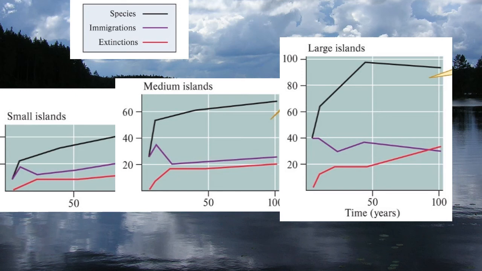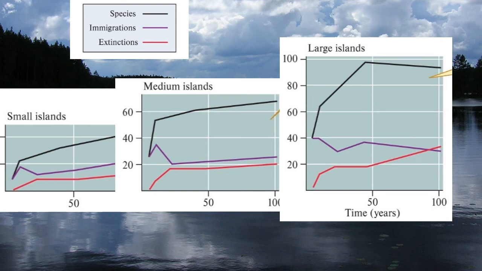And so you can see the black line on each of these is the number of species on each island or on the various islands. We've clustered this data into small, medium, and large sized islands over the 100 years. They put these graphs on top of one another in the textbook. I like to line them up side by side because you can see the scales match up.